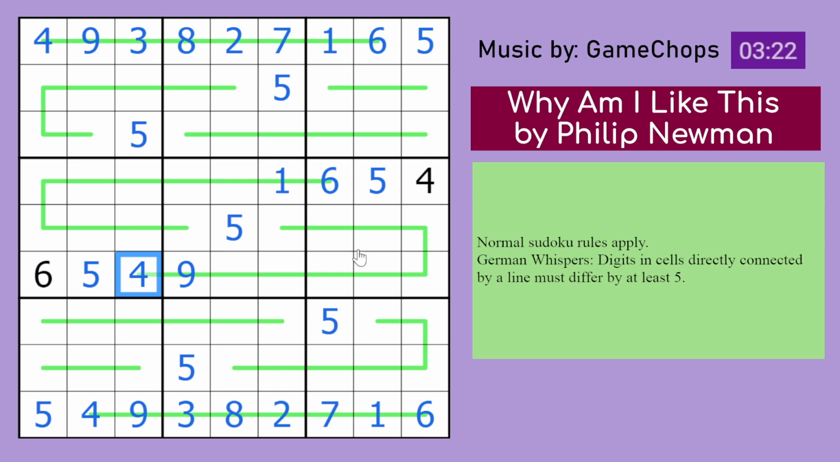Like, where to put all the 6s and 4s? For example, the 4 in this box has to be on the end of a line, but can't be in those two cells because of the 4 here, so it must be here. In this box, the 4 has to be at the end of the line, so it must be here.